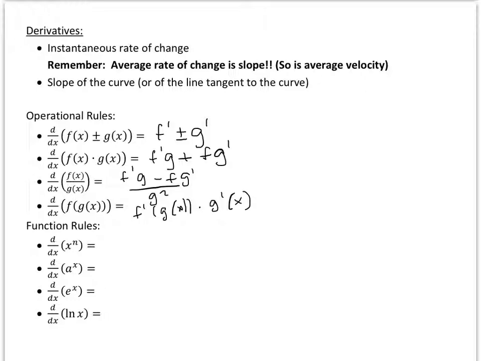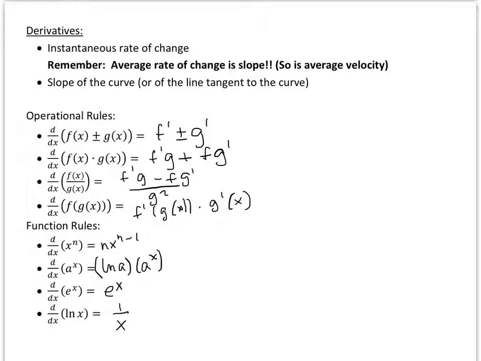Then we have function rules. Derivative of a power function: bring the power down, subtract 1 off the power. Derivative of an exponential, this is the one we tend to forget, so you may want to make a special note of it: natural log of the base times the exponential we had to start with. Derivative of e to the x is e to the x. Derivative of ln x is 1 over x.